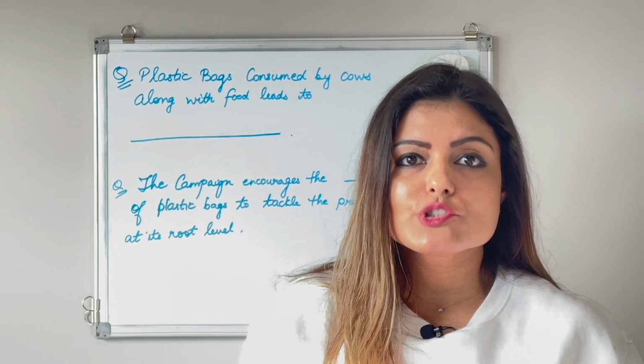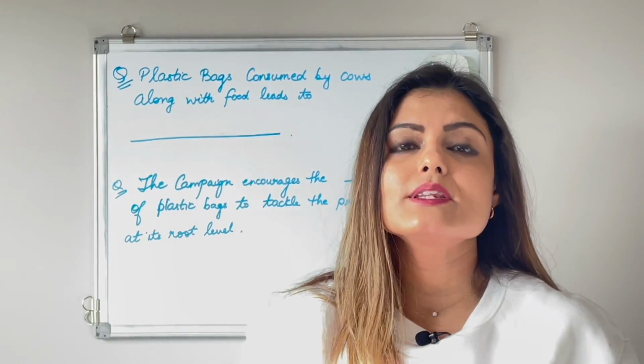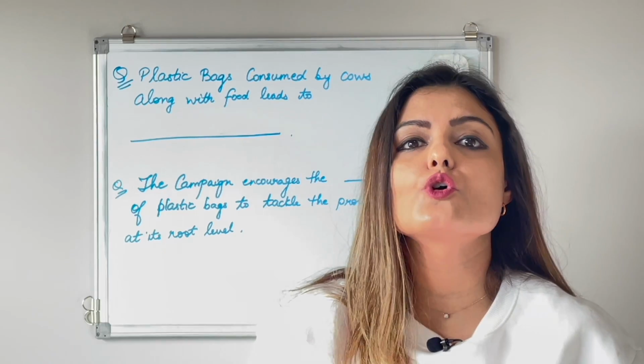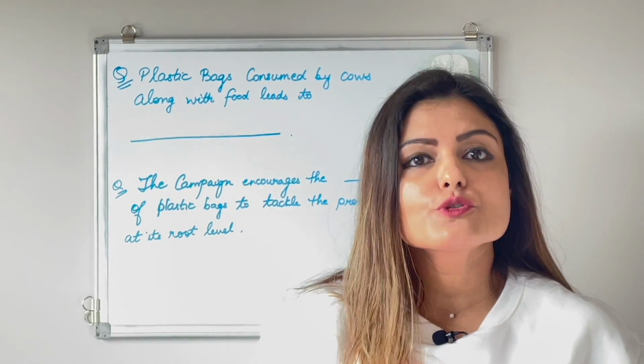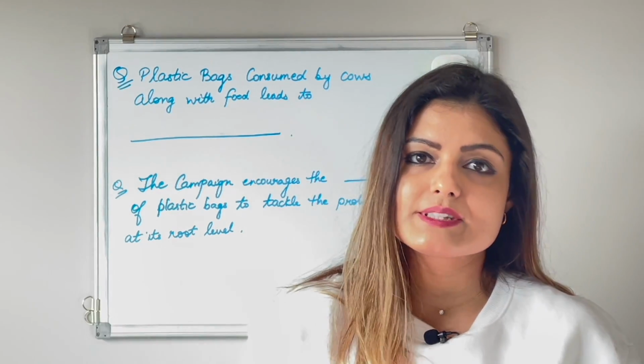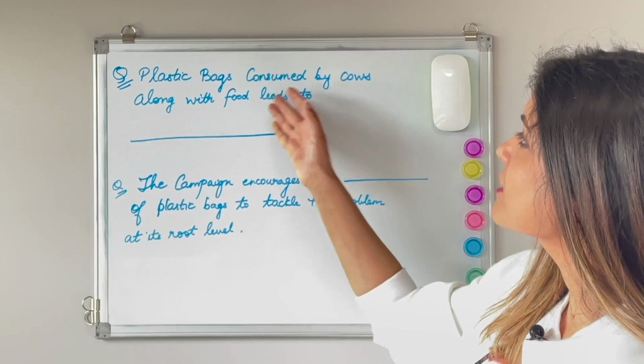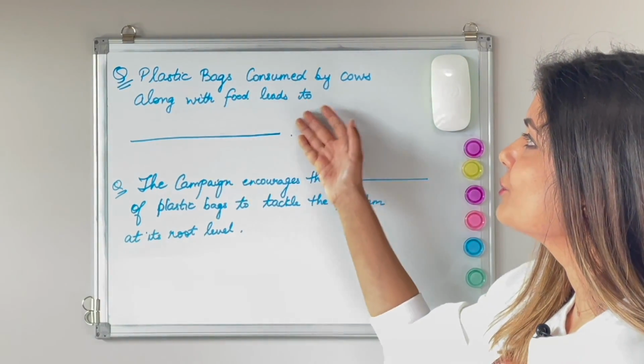Let's solve the question, but before looking at the question, we will read the instructions. So in the instruction, it says choose no more than 2 words, which means that we can choose either 1 word or 2 words from the text to fill up the blanks. Now let's look at the question. Plastic bags consumed by cows along with food leads to.